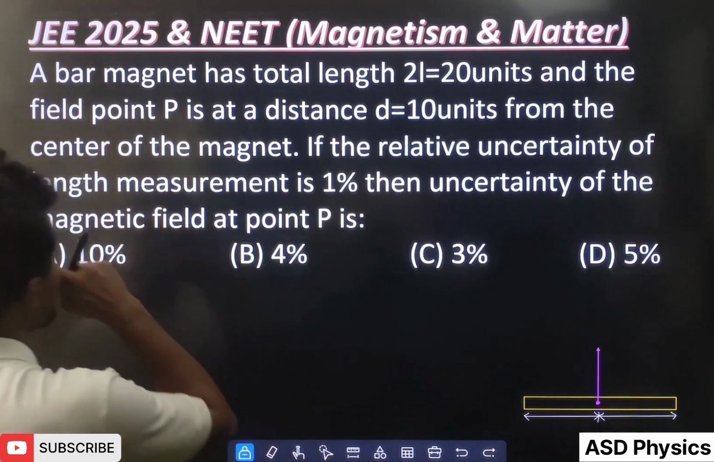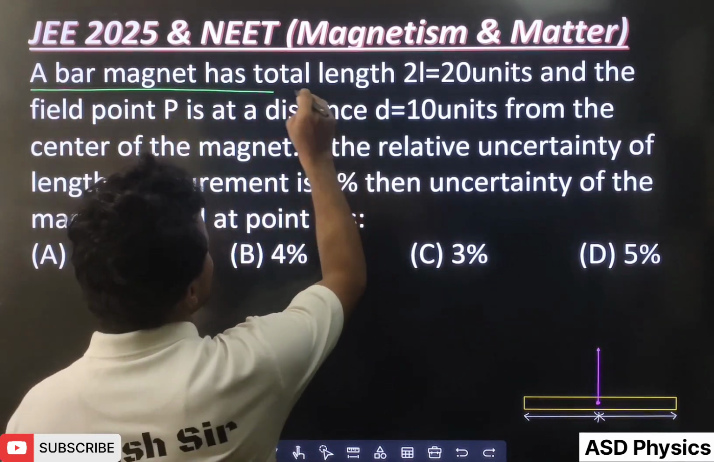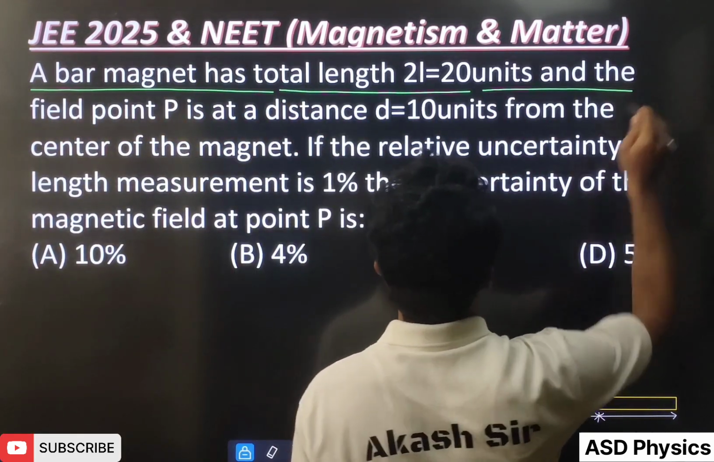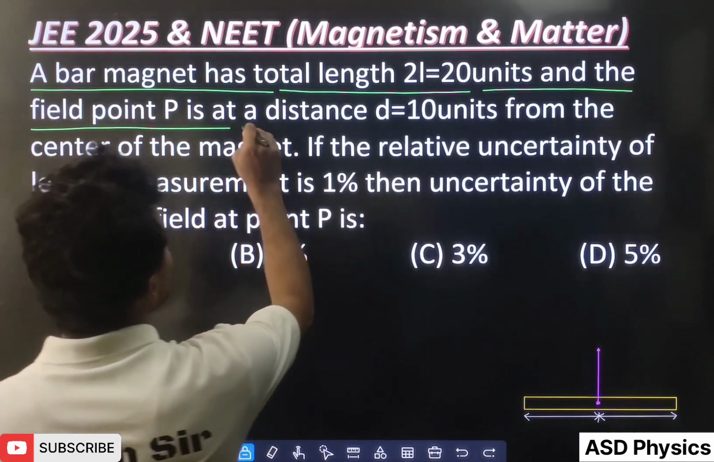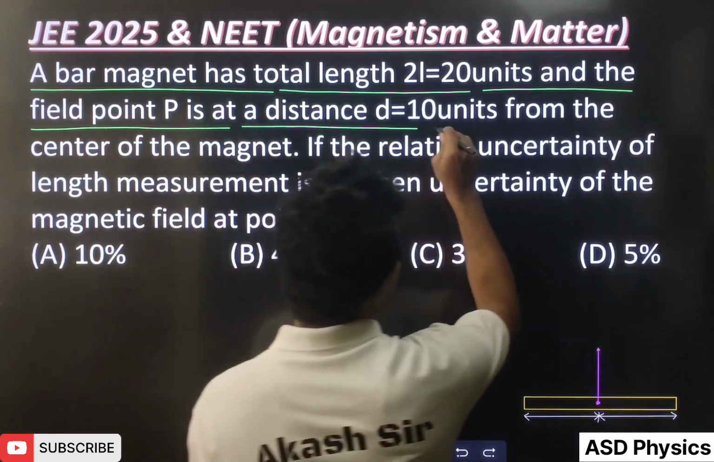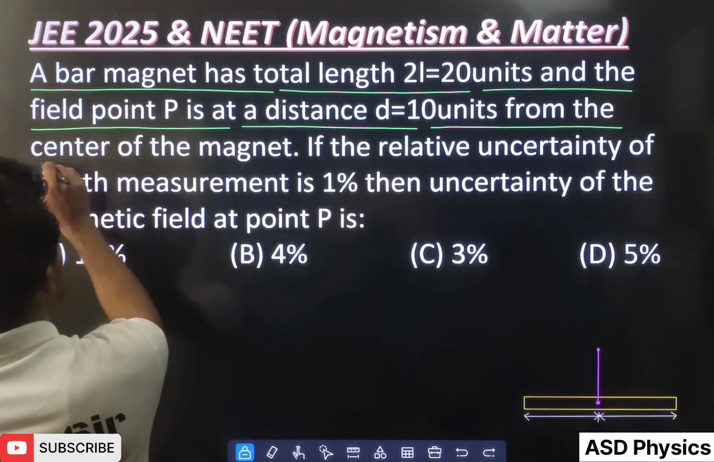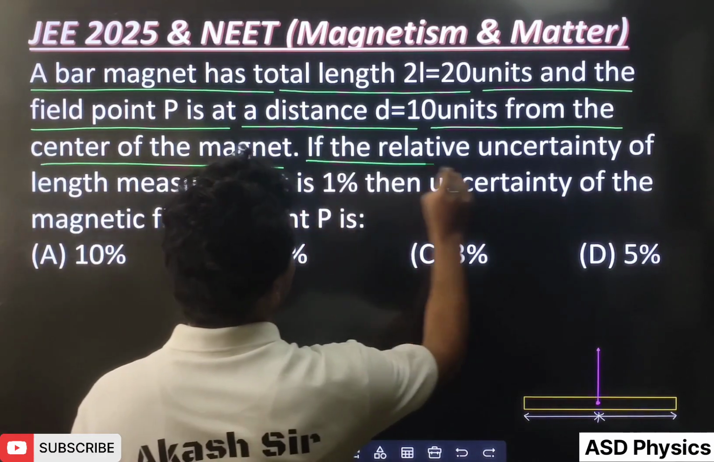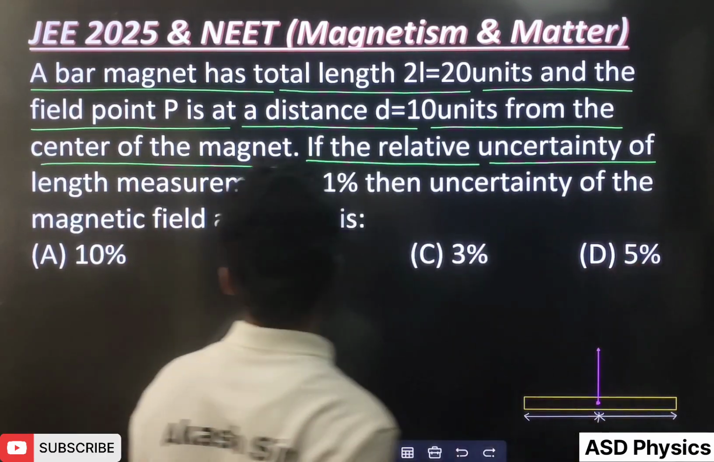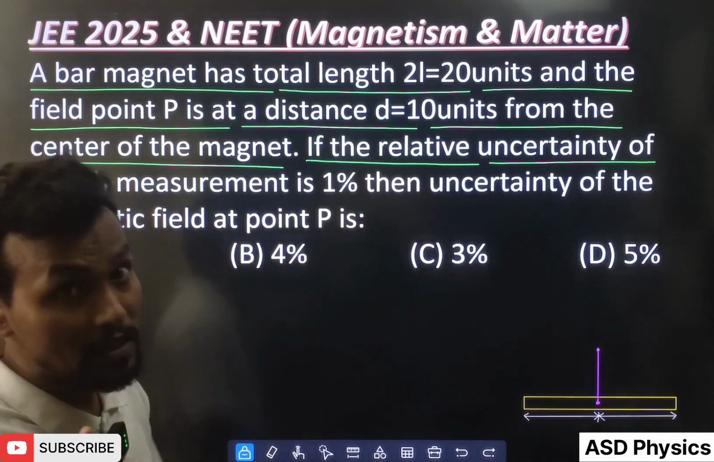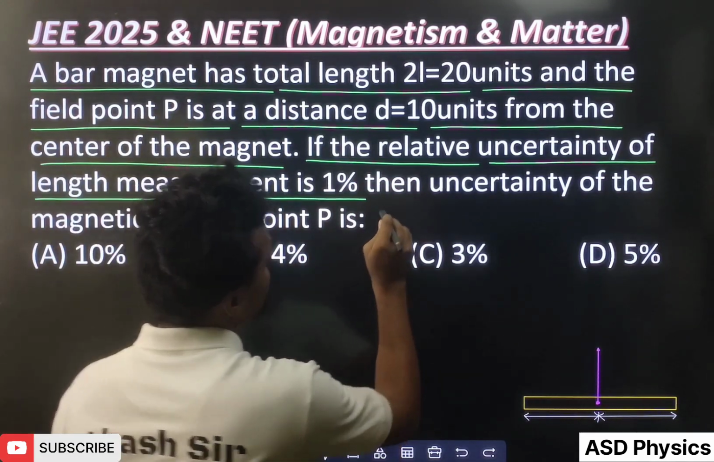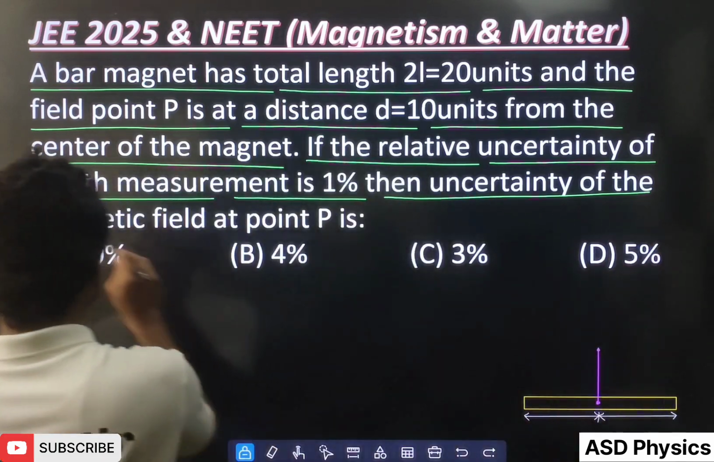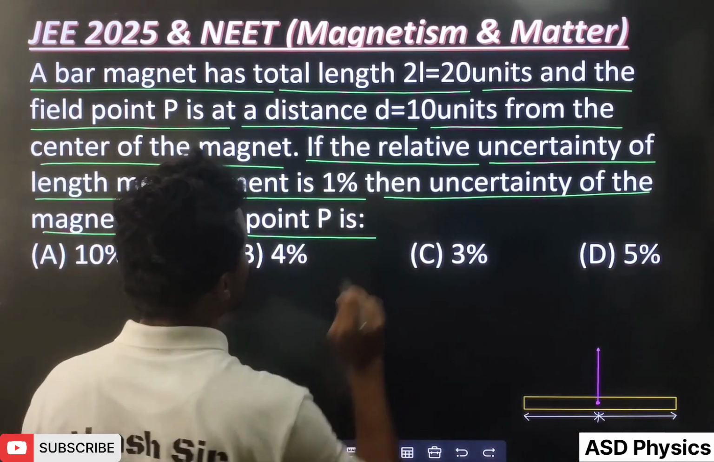Okay, so see here the question is: a bar magnet has total length 2L equal to 20 units and the field point P at a distance D equal to 10 units from the center of the magnet. If the relative uncertainty of the length measurement is 1%, then what is the uncertainty of the magnetic field at point P?